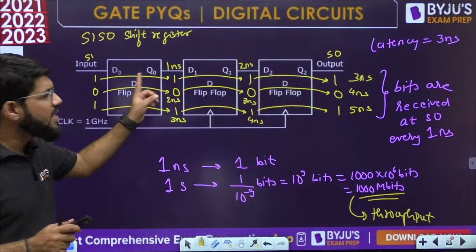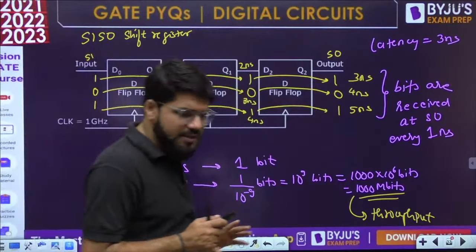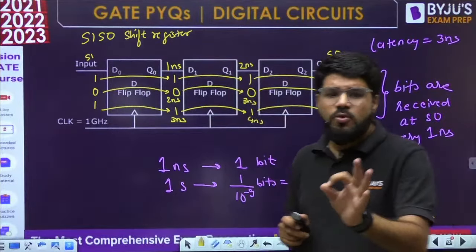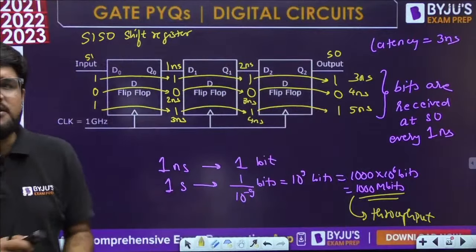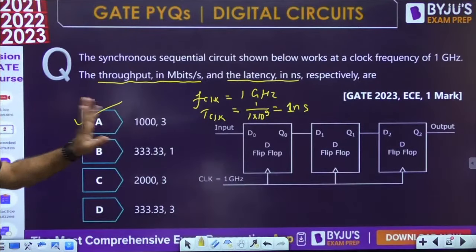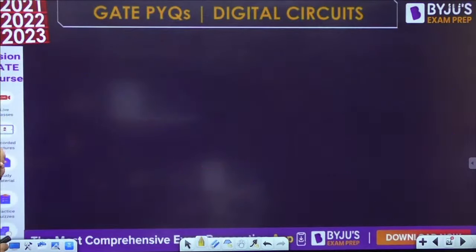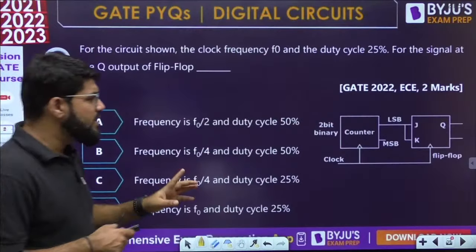Latency is the delay for a single bit to be transferred and that is 3 nanoseconds. Any confusion in throughput or delay or the latency, you can ask me here. This was the 2023 EC 1 mark question. Moving ahead to the next question here. 2022 EC 2 marks question.